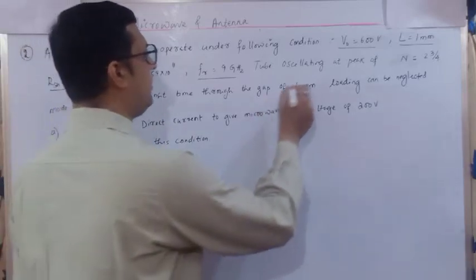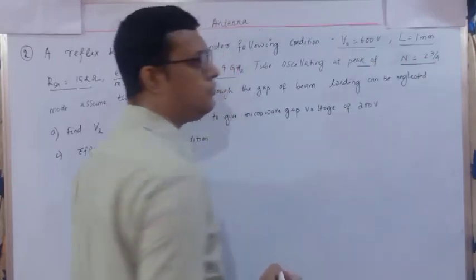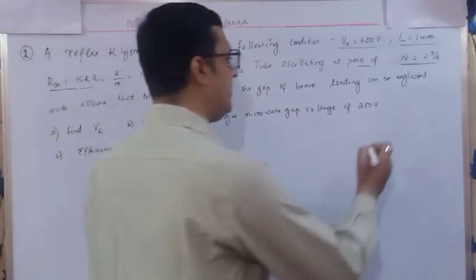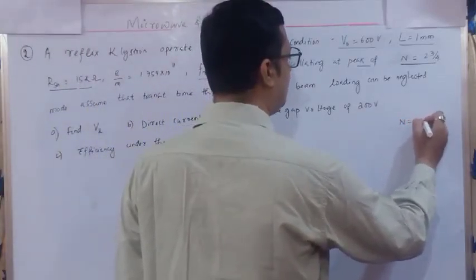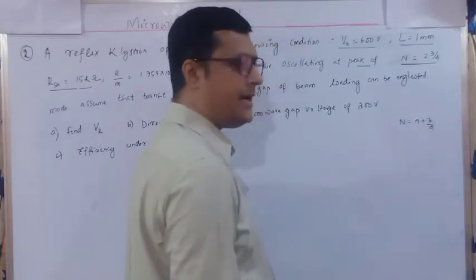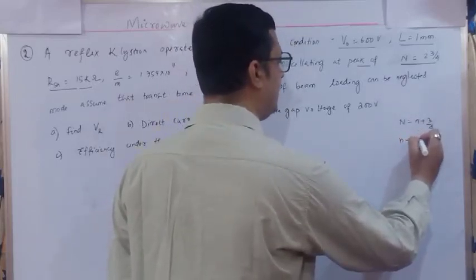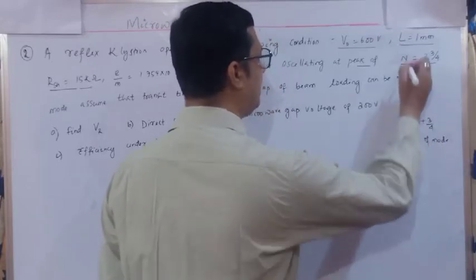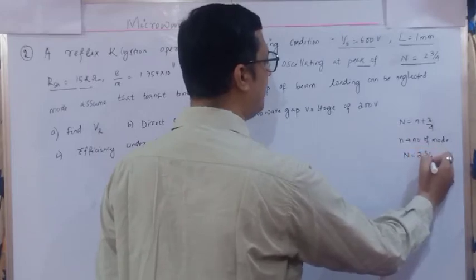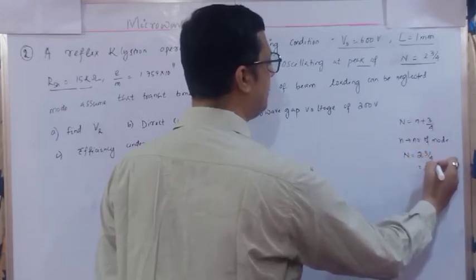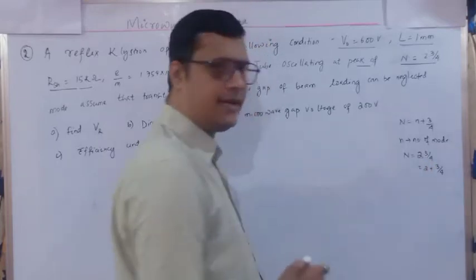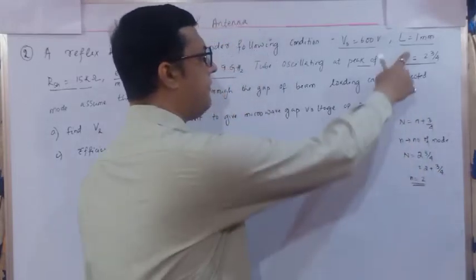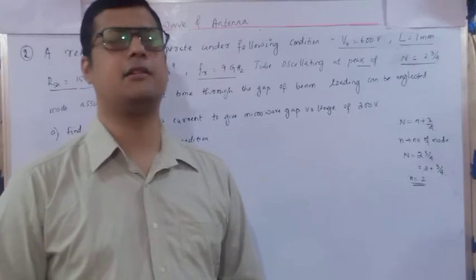And the tube is oscillating at a peak of N equal to 2 3/4. N equal to 2 3/4 means which mode? As we know, capital N is equal to n plus 3 by 4, and this small n indicates the number of mode. Okay, number of mode. Now, in the question it is given as 2 3/4. That means I can write 2 plus 3 by 4. So what is the value of n? Here the number of mode is 2. So if N equals 2 3/4 is given, it means the number of mode will be 2.